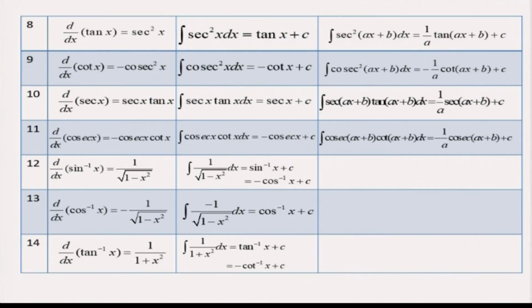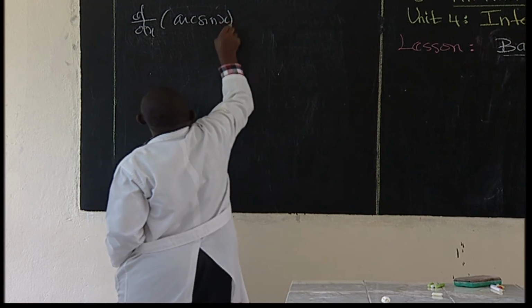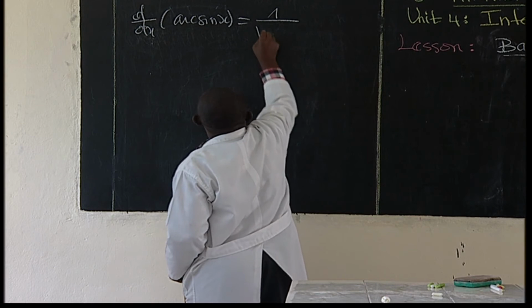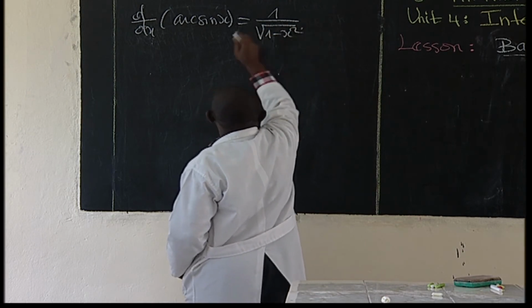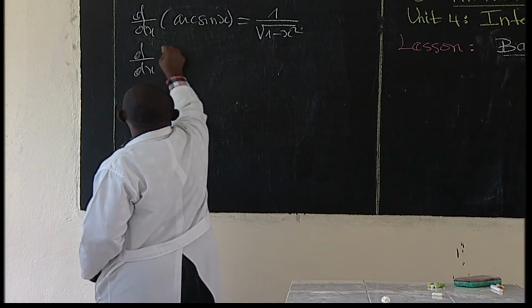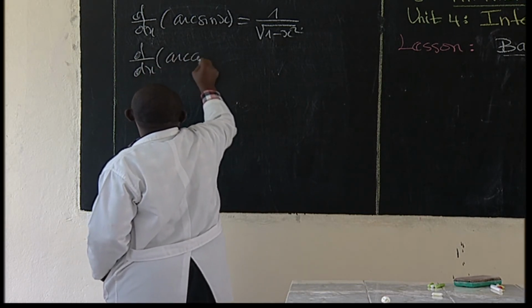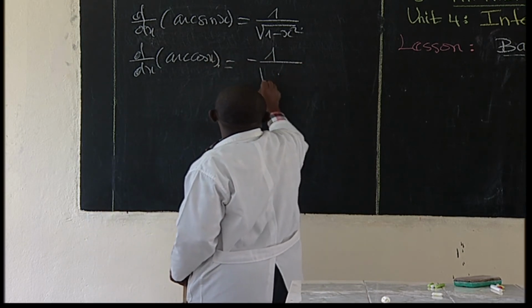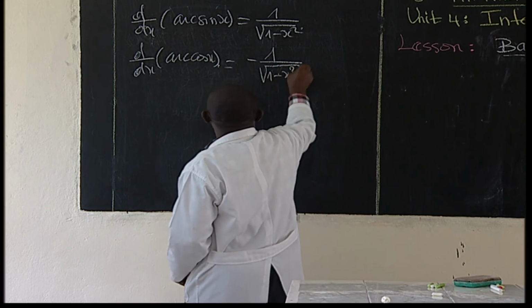You know that the derivative of arc sine x equals 1 divided by square root of 1 minus x squared. And the derivative of arc cosine x equals minus 1 divided by square root of 1 minus x squared.